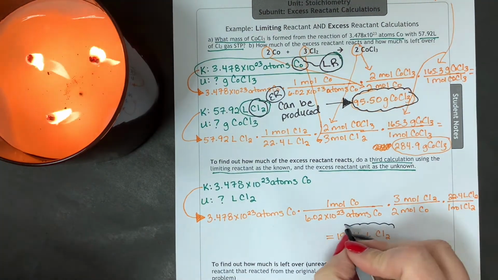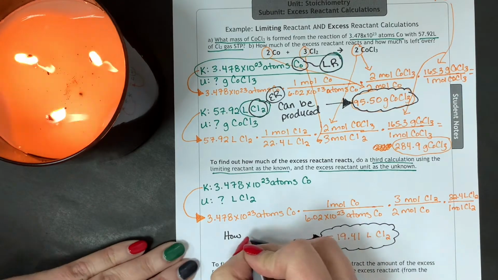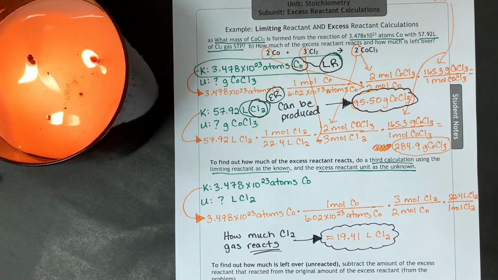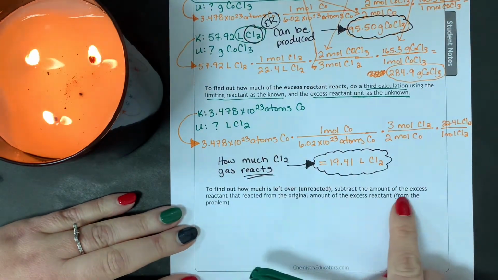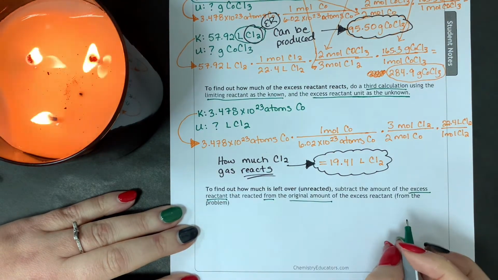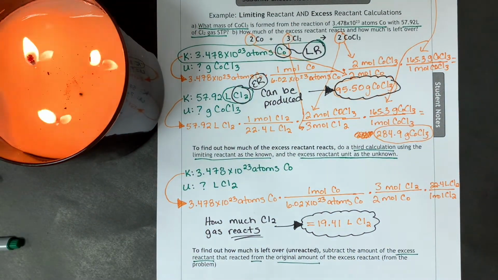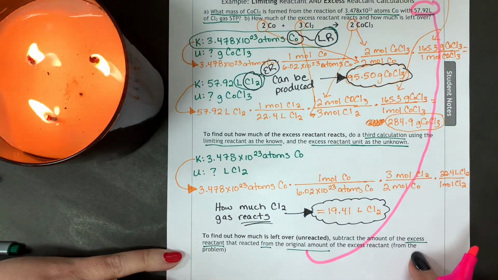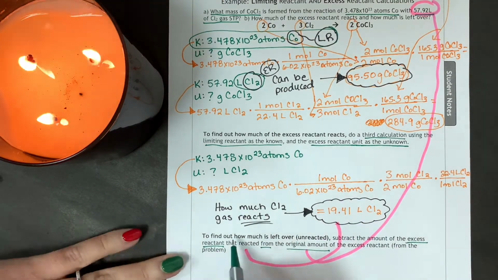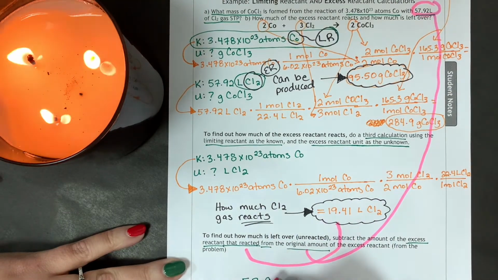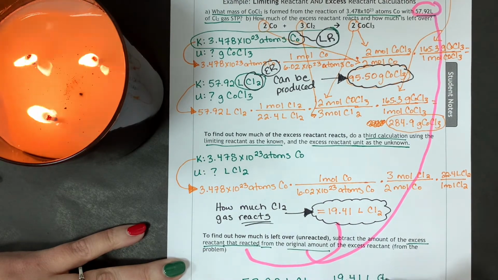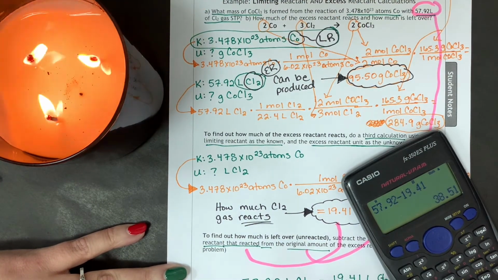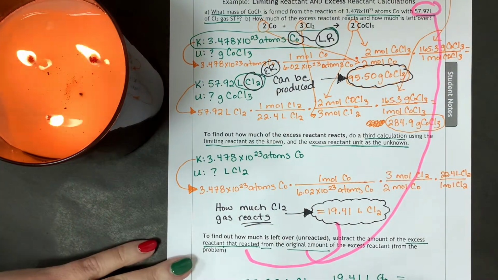Then we're going to have to do a simple subtraction problem to find out how much is left over. So what we just calculated is how much chlorine gas reacted in this reaction. And then what we're going to calculate next is simply how much was left over. So this is a simple subtraction problem of the initial amount we started out with, which was 57.92 liters of chlorine gas. And then what reacted was 19.41. So we're just going to take 57.92 liters, you can't see, I'm sorry, but minus 19.41. And then whatever that answer is, that's how much was left over. That's how much chlorine gas was left over.